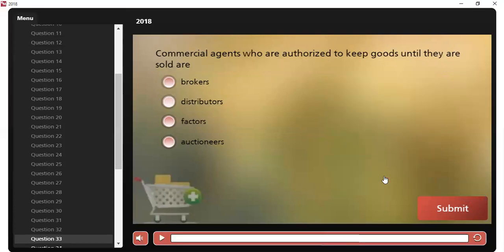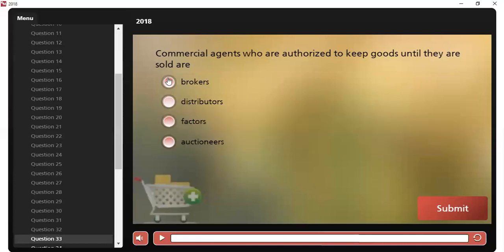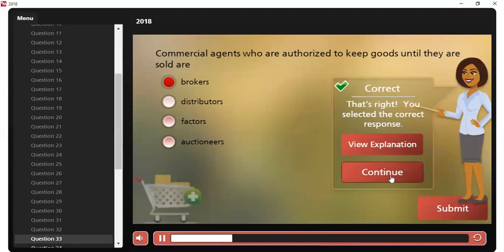Question 33. Commercial agents who are authorized to keep goods until they are sold are: A. Brokers, distributors, factors, auctioneers. The right answer is brokers. They are commercial agents who are authorized to keep goods until they are sold.